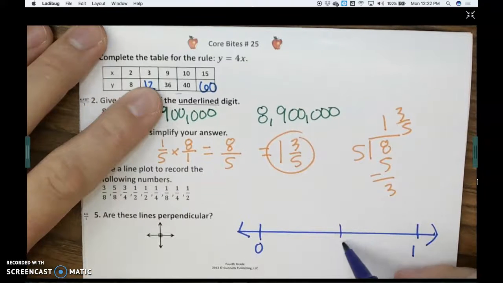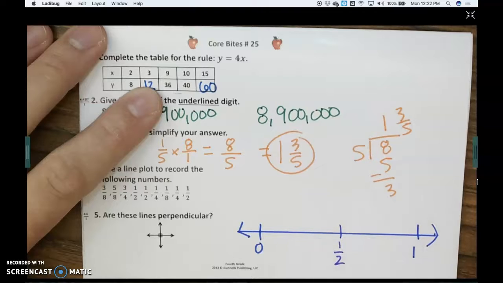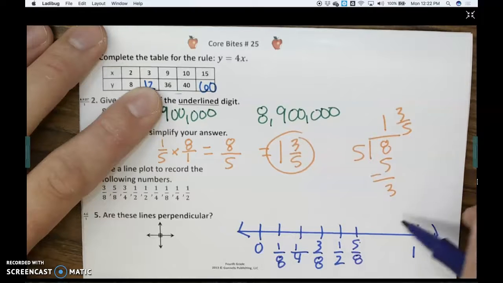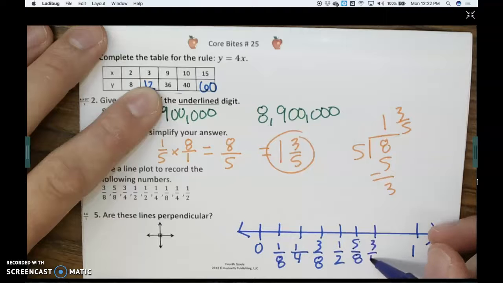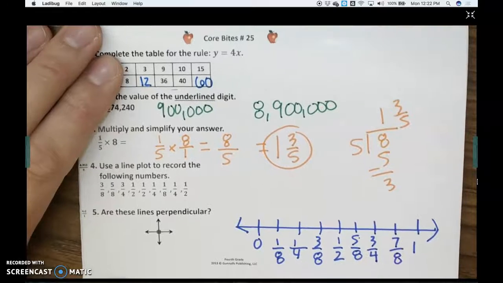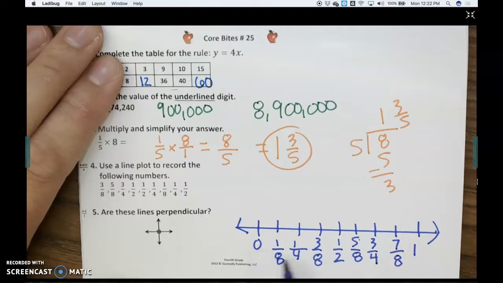Okay, so we're going to put 1/2 in the middle, and then you're going to have 3/8, 1/4, and then 1/8. Okay, and on this side, you're going to have 5/8, 3/4, and then 7/8. And this can get really confusing if you're not sure how much the fractions actually would be on a number line as far as how much they're worth, right?